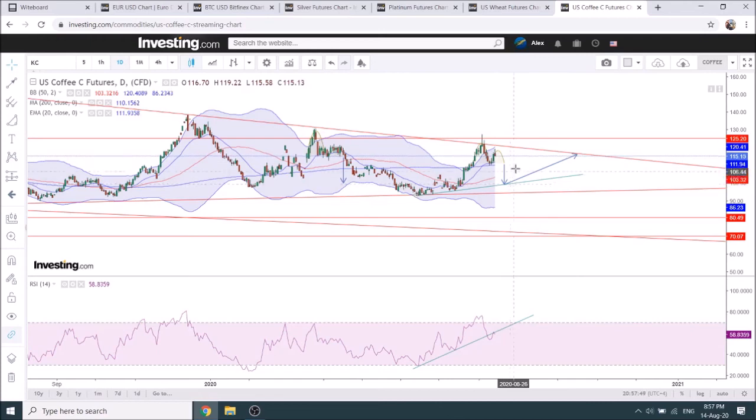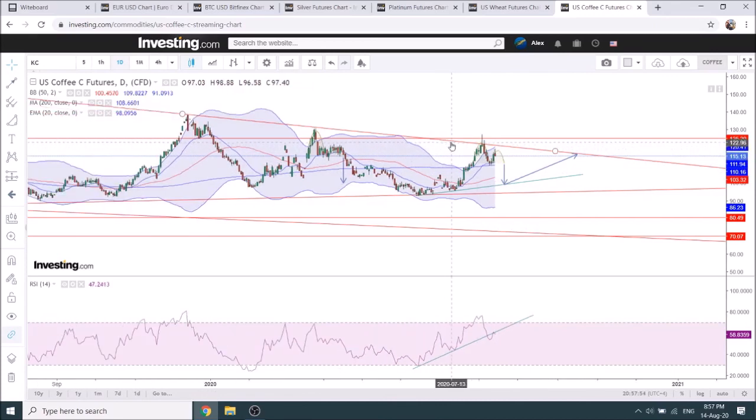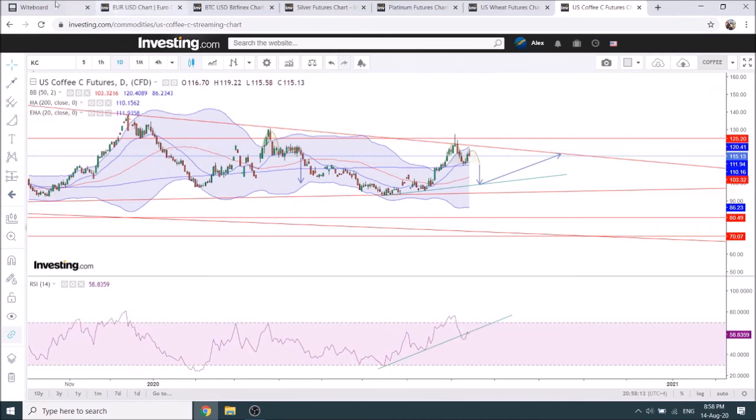Of course, it can still get invalidated with a break higher, but I doubt it because that trend line is very solid, and that figure is a repeat of the two previous figures we got. They're usually really reliable on coffee, which is why I don't believe we're going to move much higher than the top here. That is roughly 118. Yeah, so that's about it.